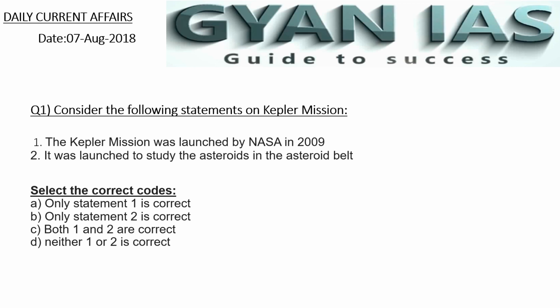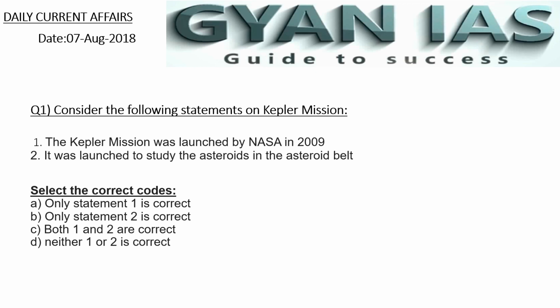on the exoplanets. So, the statement which I have given is number one, the Kepler mission was launched by NASA in 2009. Yes, it is the correct statement. But this Kepler mission was launched to study Earth-sized planets around other stars away from our solar system and to see if there can be life existing in it. Hence, the second statement, which says it was launched to study the asteroids in the asteroid belt, is a wrong statement. Hence, in this question, only statement 1 is correct.